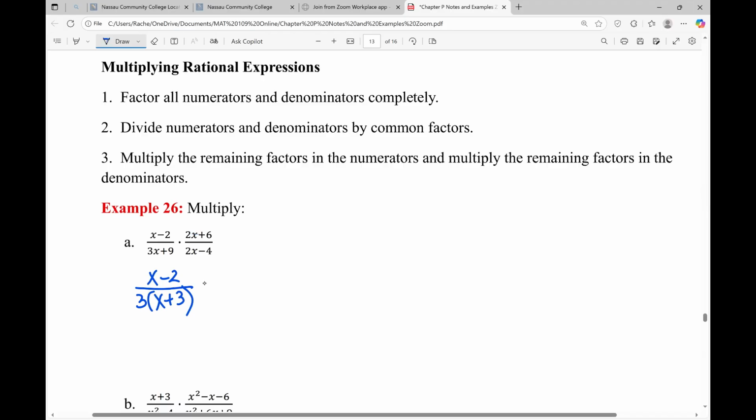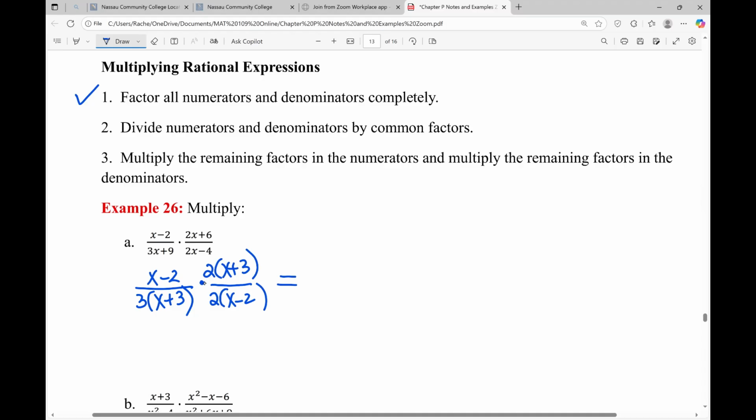Times. Now let's factor 2x plus 6. I'm going to factor out a 2, and then I'm going to have times x plus 3. And factor the denominator 2x minus 4. I'm going to factor out a 2, and then my other factor is going to be x minus 2. So that was my first step: factor the numerators and the denominators.